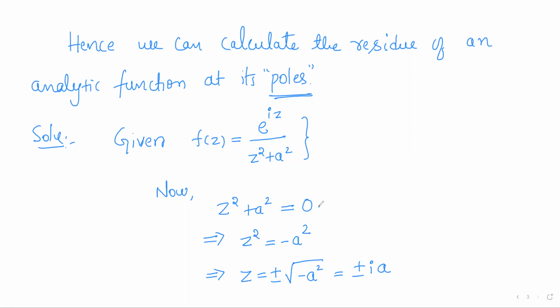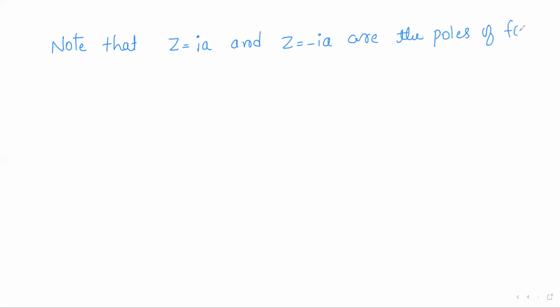And whenever the denominator function z square plus a square becomes 0, f of z becomes infinite. So these are the points at which f tends to infinity. These are called poles. So note that z is equal to ia and z is equal to minus ia are the poles of f of z. These are the only poles of f of z.